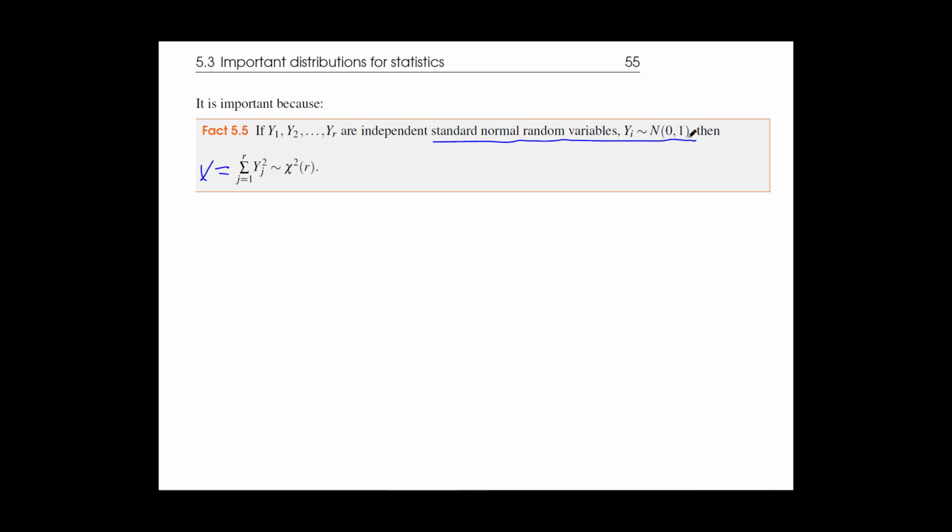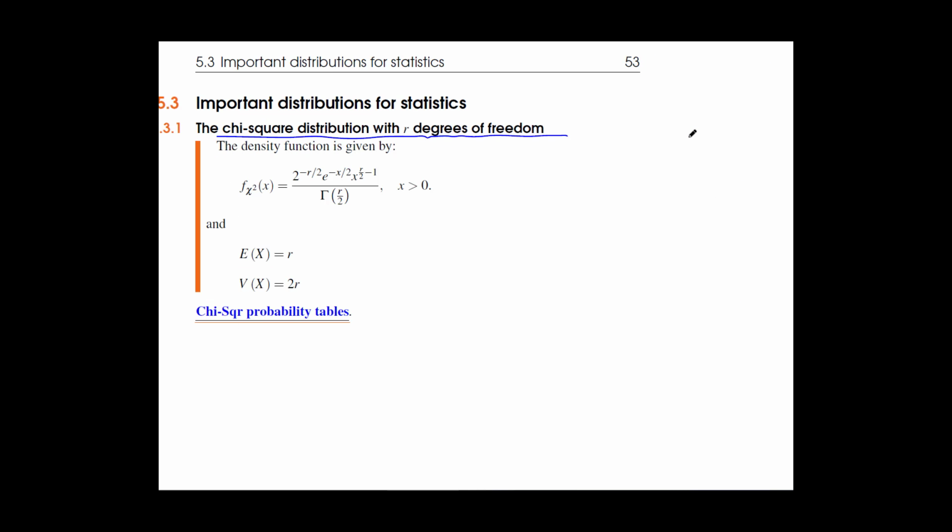Now the reason it appears so much in statistics is because the sum of squares of normal variables looks a lot like the errors that we're going to have when making predictions. So it's going to appear all the time. All right, so that's the chi-square distribution. It's the sum of r normal variables squared.